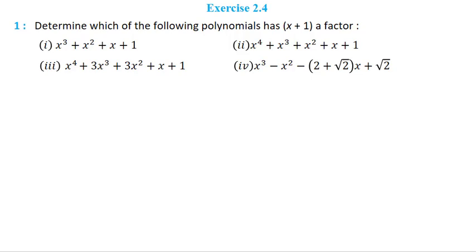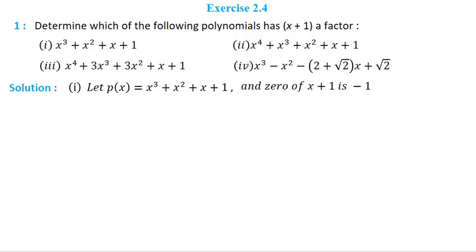So what we do? Let us first consider p(x) as the given polynomial x cube plus x square plus x plus 1. Now I have to check whether x plus 1 is a factor. So what I will do? I will first find the zero of this x plus 1, which gives me the value minus 1. So I will find p(-1). Now x plus 1 is a factor of p(x) if p(-1) is 0. This is our factor theorem.